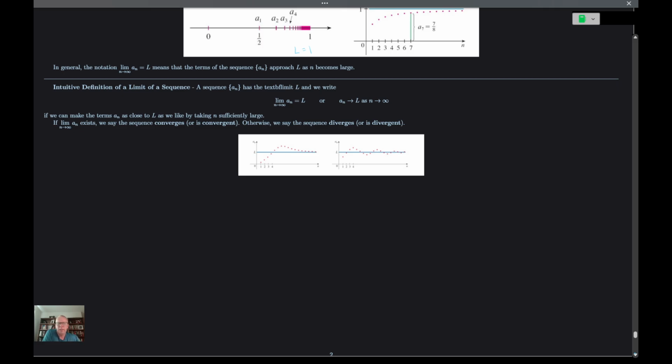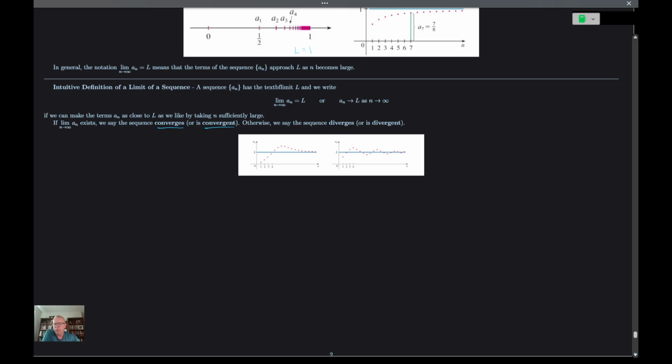So if the limit exists, we say the sequence converges or is convergent. Otherwise, we say the sequence diverges or is divergent. If we're plotting the points of a convergent sequence, it could look like this. These are just two versions. In this case, we start below L. After 4 terms, we go above L, but then we just keep getting closer and closer, and apparently it never goes below L again.